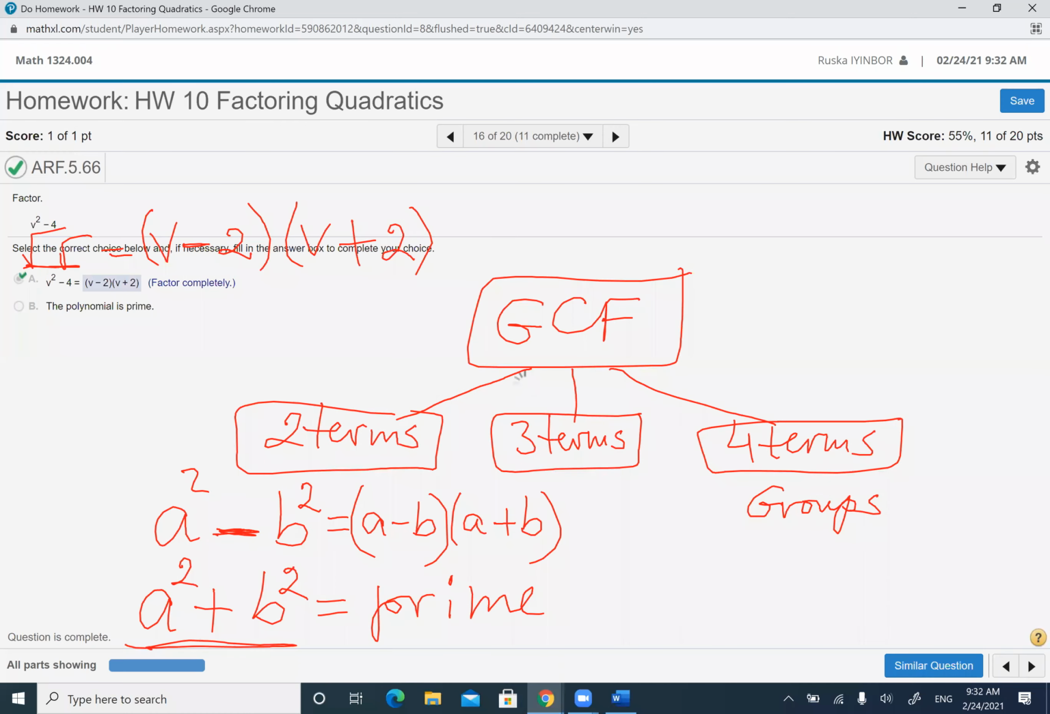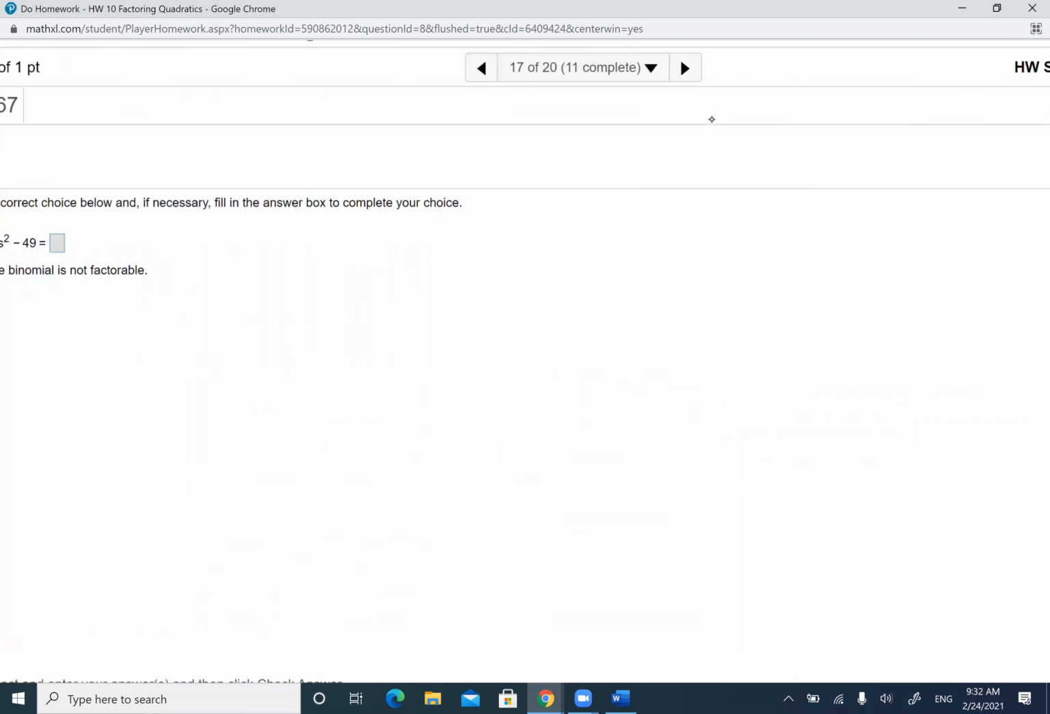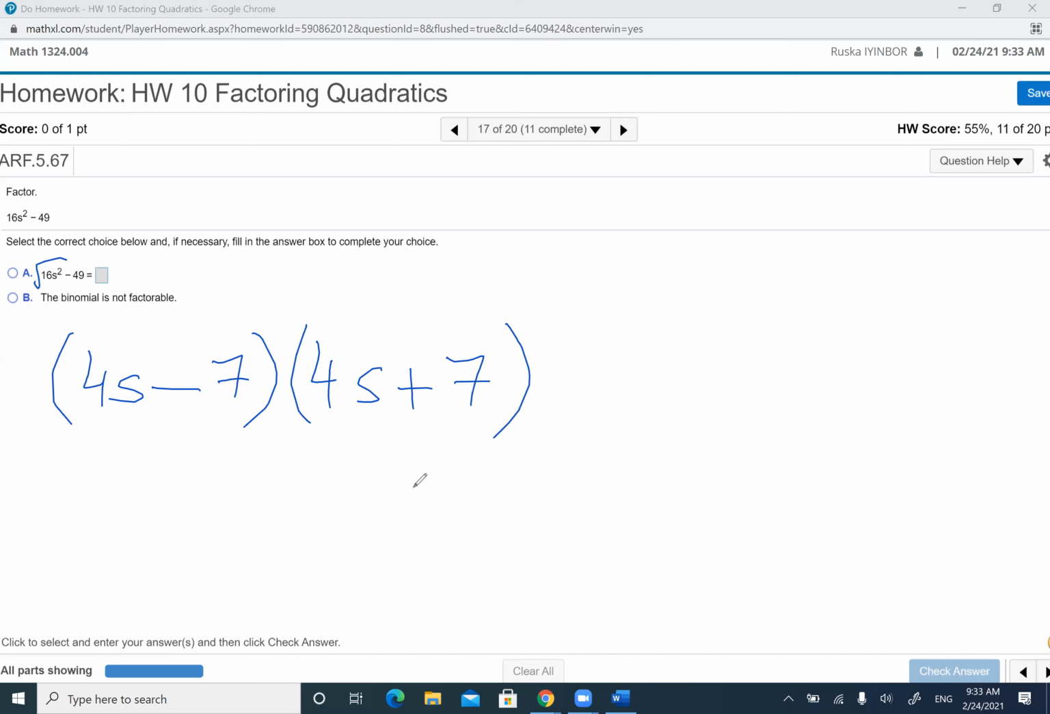That's it. Okay, the next one is the same idea. You have two terms with minus, so I'm going to take the square root. Okay, there you go. So when you take the square root of 16s squared, what is that? 4s. Minus, it's a minus, so I can factor. The square root of 49 is 7. And then the same with plus, 4s plus 7, that's it. That's how you put it there. Everybody understand that?